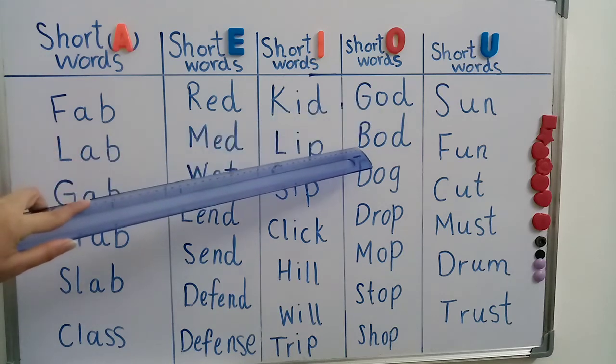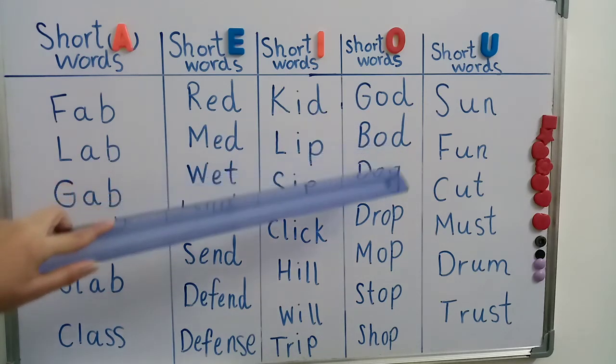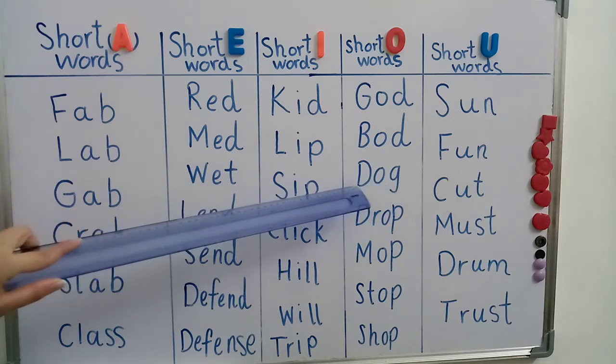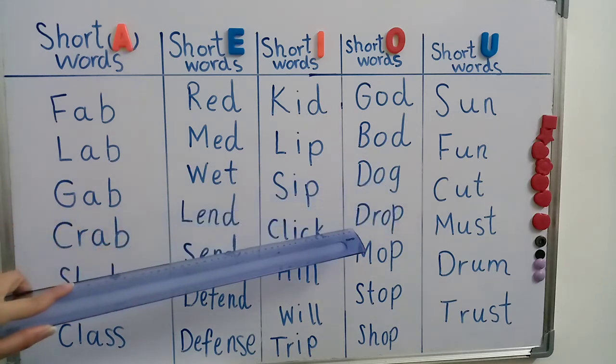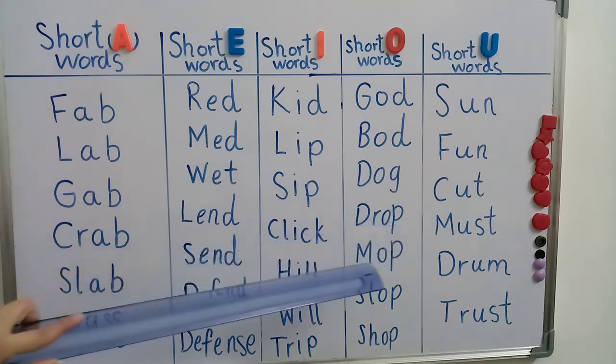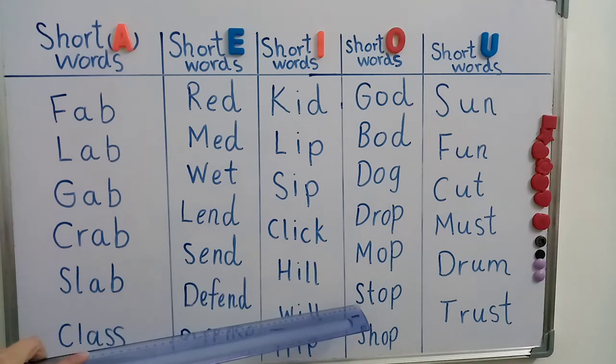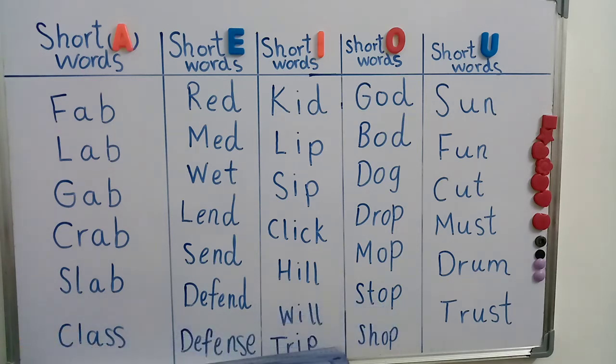Okay, let's move to this word. B, O, D, bod, bod. D and O, do, dog. Dr and O, dro, drop. M and O, mo, mop, mop. St, st, okay, st and O, sto, stop, stop. Excellent.